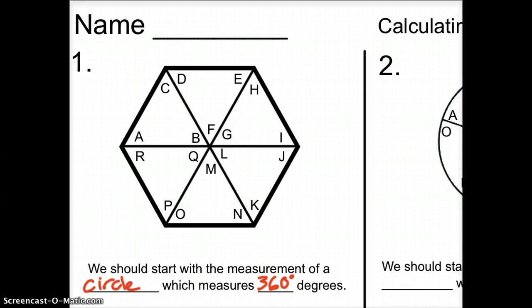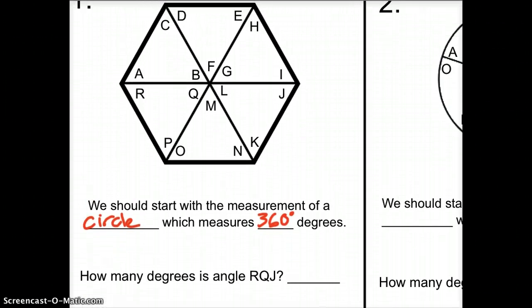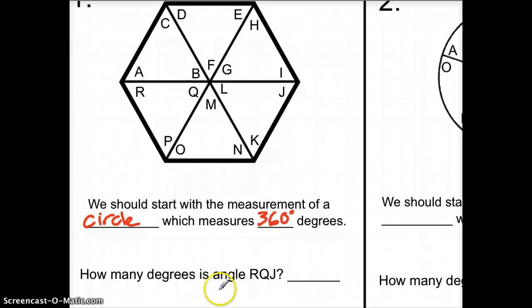Okay, so I'm going to take a look and see what the first angle I'm supposed to find is. And I see it's how many degrees is angle RQJ. So I'm going to highlight that. I look for angle RQJ. Well, this that I made right here just looks like a straight line. And I know that a straight line is equal to 180 degrees.